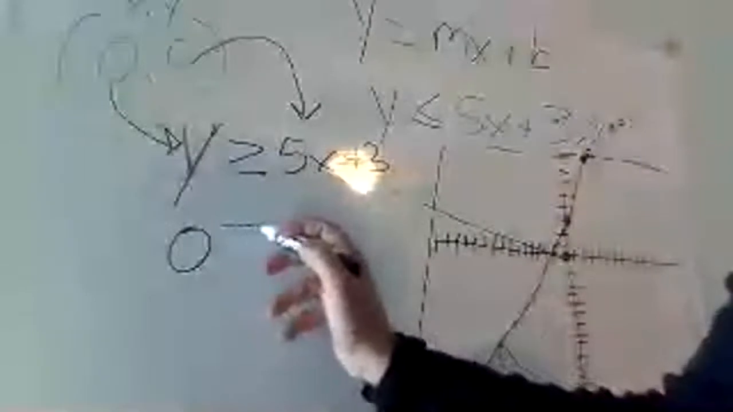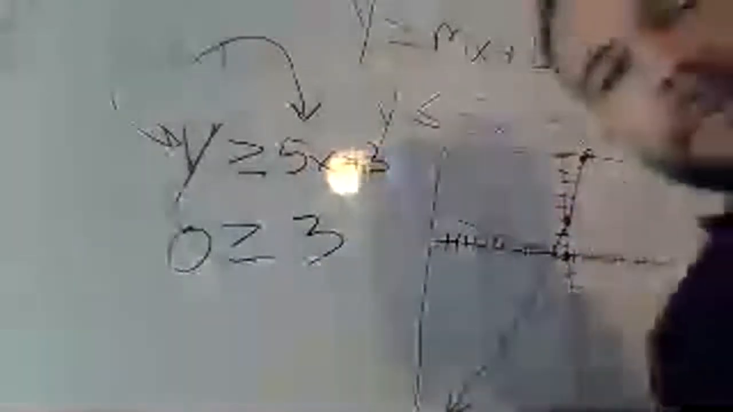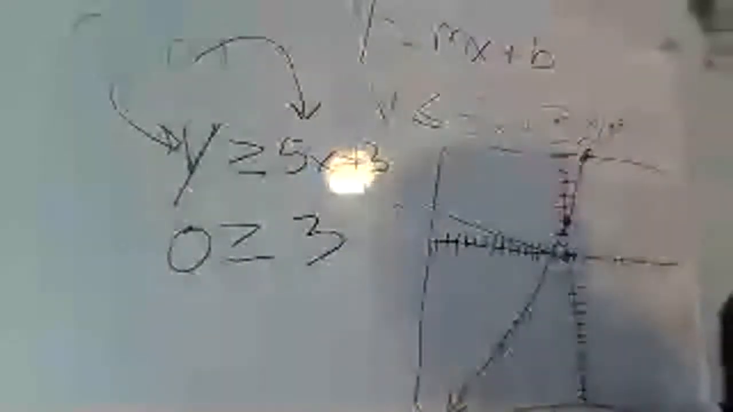So what am I going to do? Same thing. Plug in my zeros. 0 is greater than or equal to 5 times 0 is 0 plus 3 is 3. I mean, 0 is greater than or equal to 3. Is that true? No. So where would I shade? Above the line. So that's another rule that you have. Question so far?